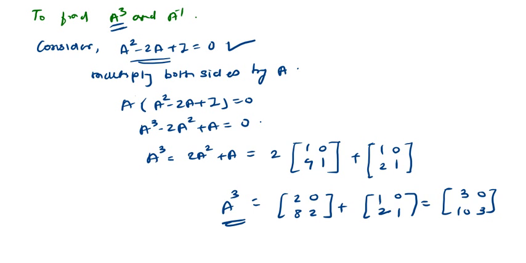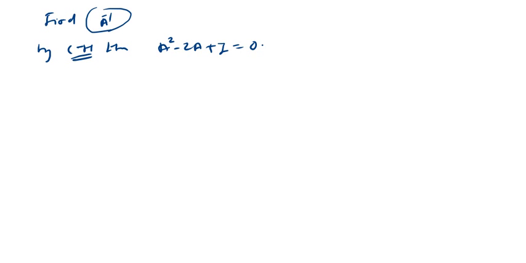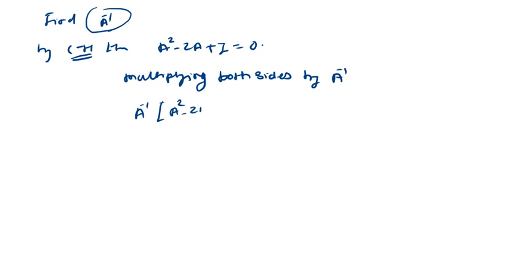Okay, also we need to find A inverse. Find A inverse again by the Cayley-Hamilton theorem. What we have? We have A squared minus twice A plus I is equal to 0. Now we have to find the inverse of the matrix using this. So multiplying both sides by the inverse of the matrix. So see what will happen. This will be A inverse into A squared minus twice A plus I is equal to 0.